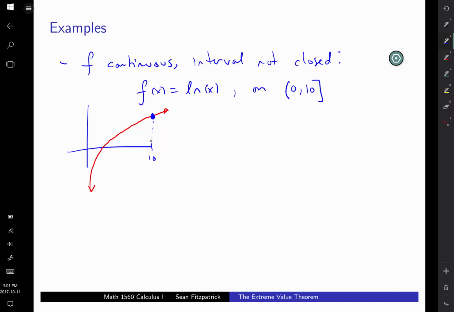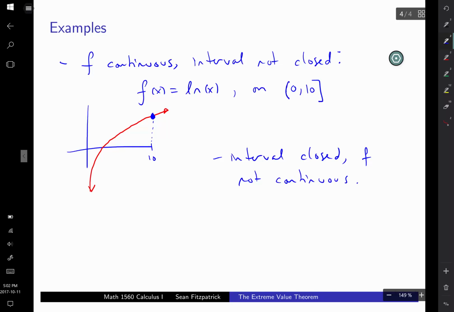Similarly, maybe the interval is closed, but f is not continuous. Well, there are plenty like that. In fact, we just saw one, right? We could say something like f of x equals 1 over x. We could go from -1 to 1. Well, my function is not defined at 0. It's not continuous on the entire interval. I have a discontinuity at 0, and so the extreme value theorem fails.